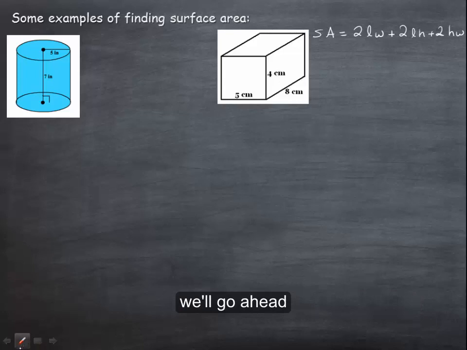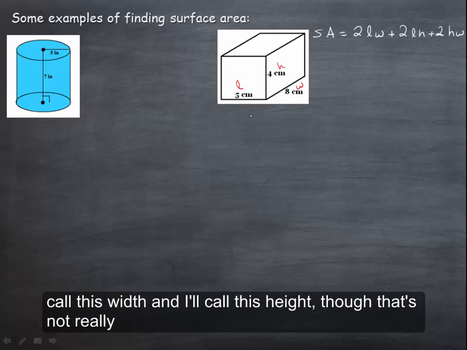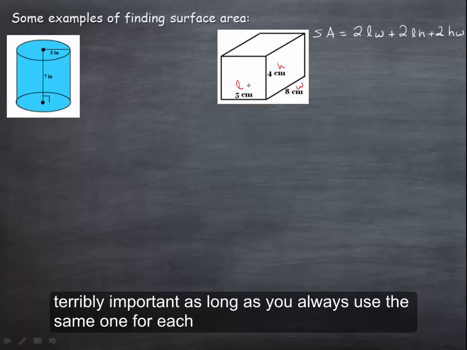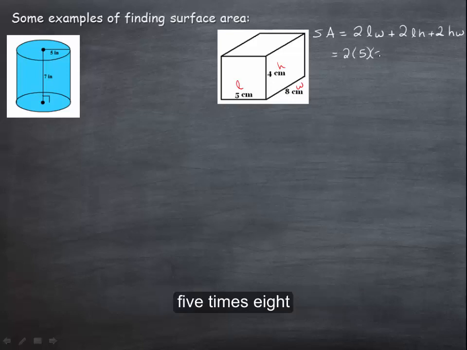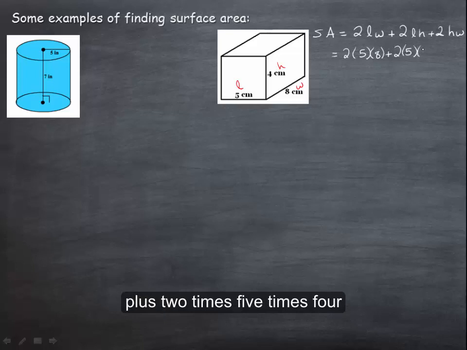We'll go ahead. I'll call this length, I'll call this width, then I'll call this height, though that's not really terribly important, just as long as you always use the same one for each. So I'm going to have 2 times 5 times 8 plus 2 times 5 times 4 plus 2 times 4 times 8.